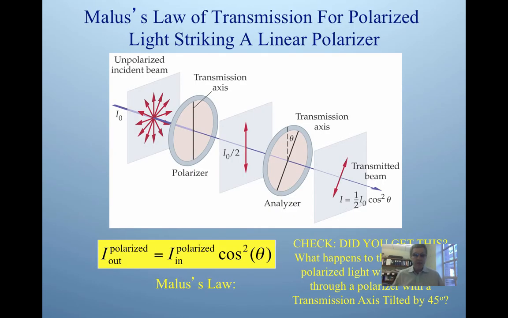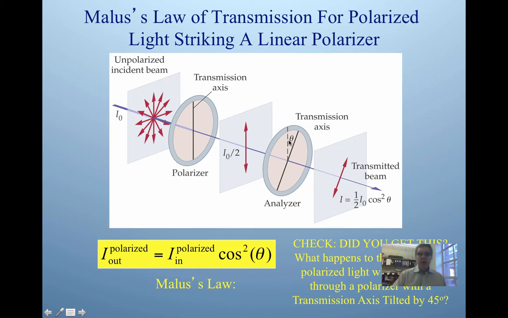Hi there. Well, since you're back, that means you've attempted to solve this fairly simple problem using Malus's law. Let's see if you got the right answer. Here was the question. We have a 100% polarized beam of light. It comes into a polarizing filter, which is tilted with its transmission axis 45 degrees away from the polarization angle, and that is theta is 45 degrees.